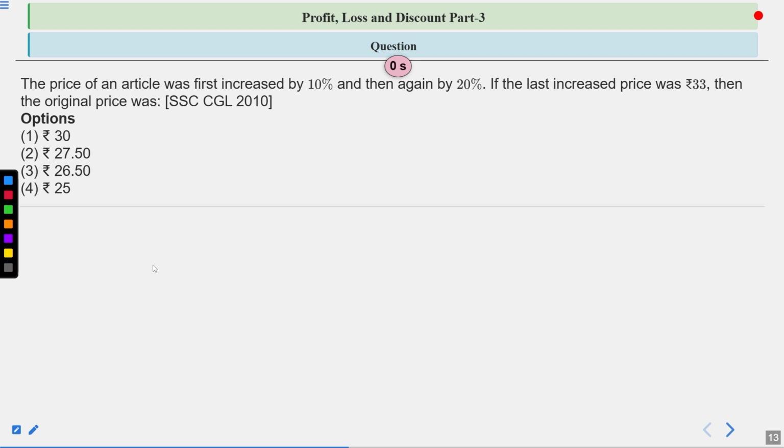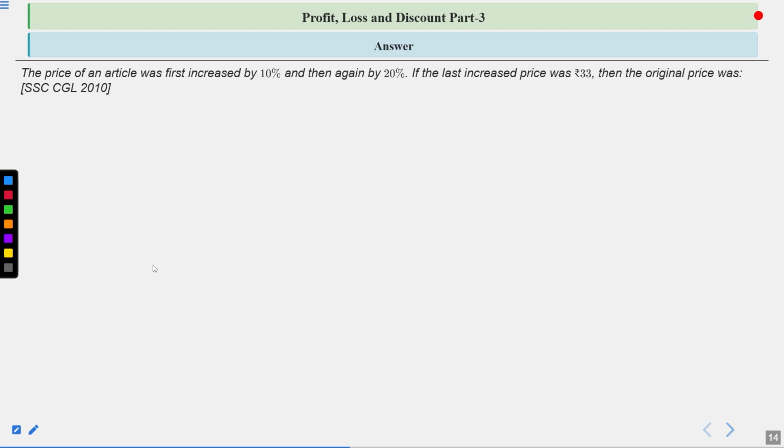Now time's up. Let's see the solution of this question. The question says that the price of an article was first increased by 10%, then again by 20%. If the last price after the increase of 20% was 33 rupees, then what was the original price? We can easily calculate it. The correct answer of this question is the fourth one, which is 25 rupees.